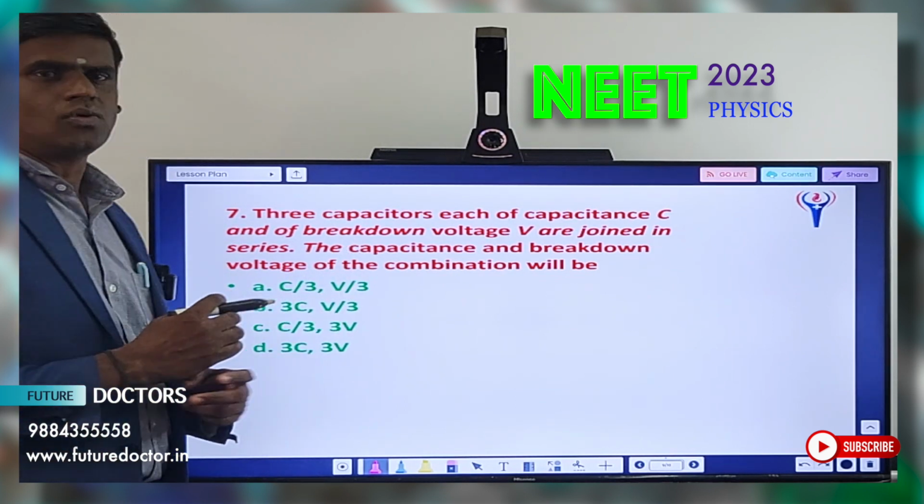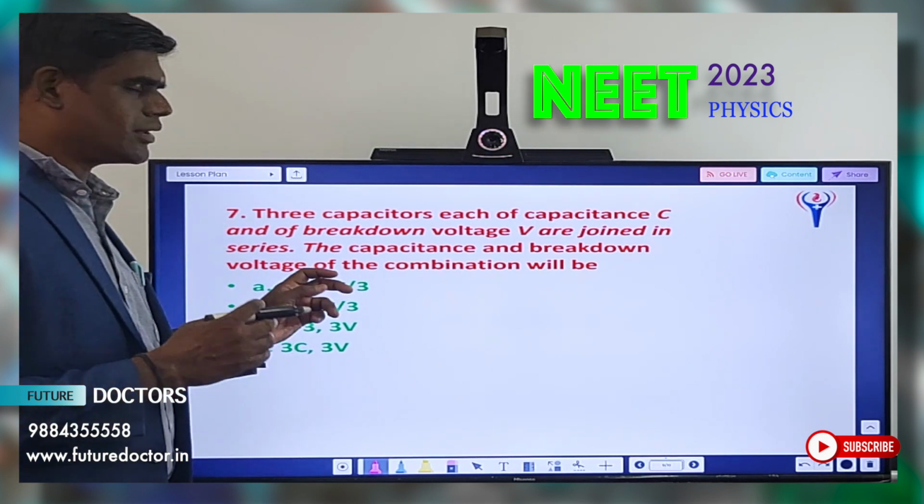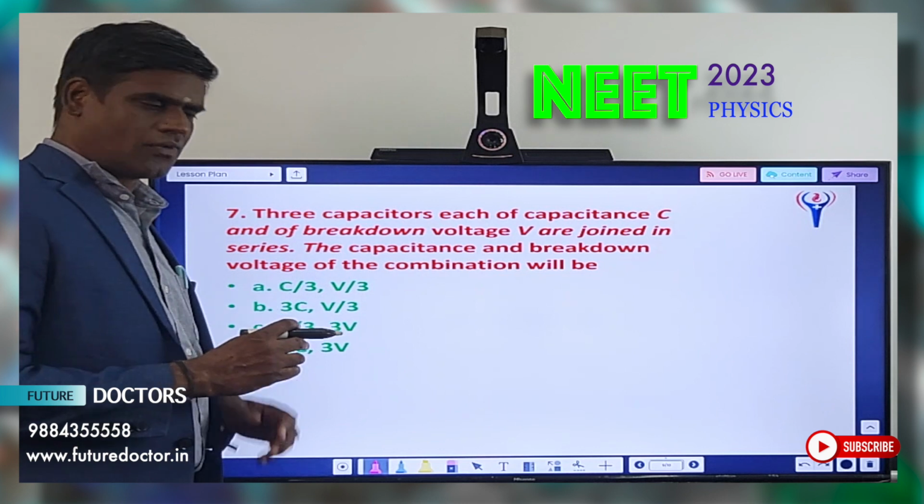Here you should know the relationship between capacitance of the capacitors when connected in series with respect to voltage. When they are connected in series, what happens to the voltage? By knowing that idea, you will derive the solution for this question.